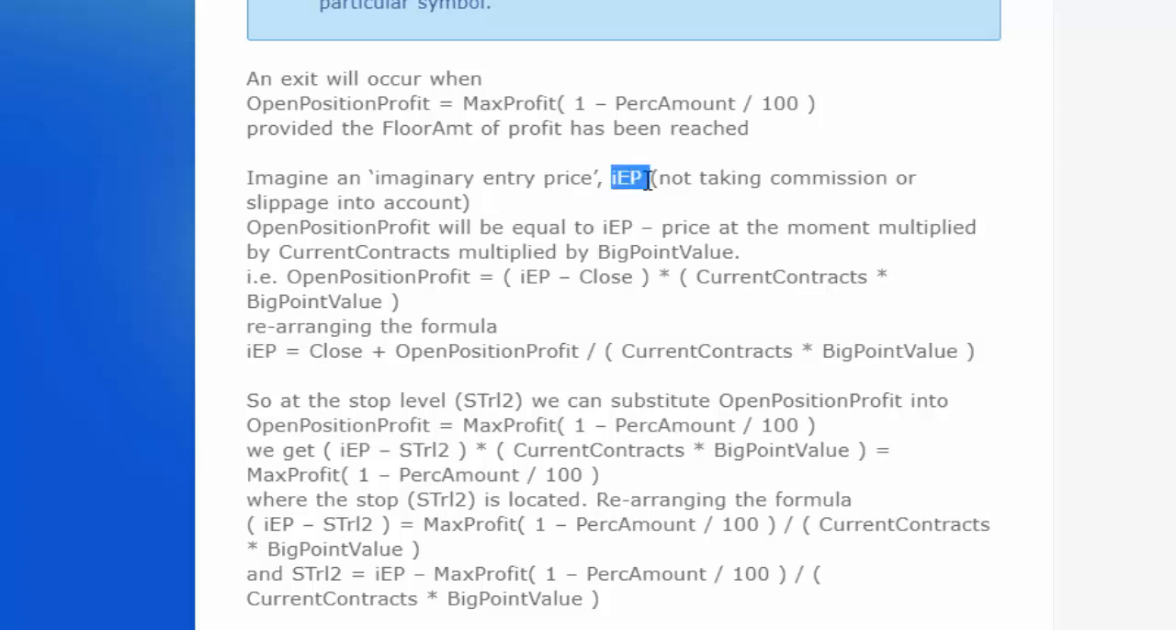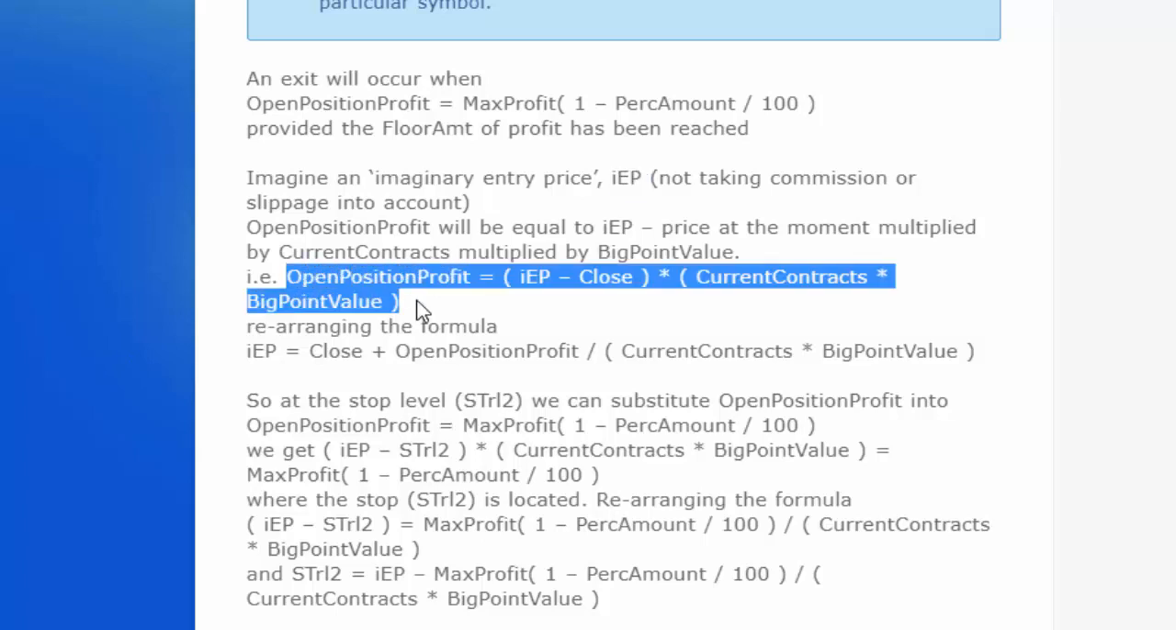IEP. So we're saying that the open position profit is equal to the imaginary entry price minus the price at any one moment, multiplied by the number of current contracts, multiplied by the big point value. In other words, we can express that as follows. And then we can rearrange that. So we say IEP equals close plus open position profit divided by current contracts times big point value.